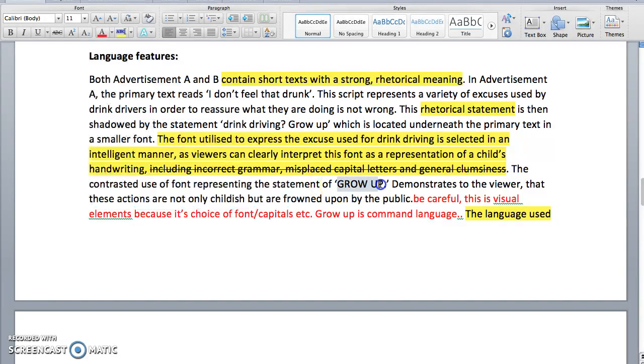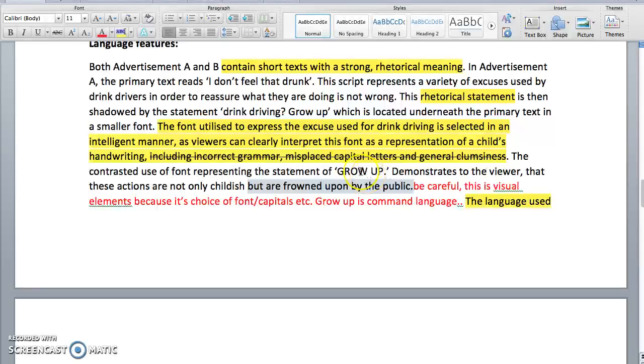Again, this is the command language of adults, indicating the peer pressure, the social unacceptability of indulging in this behavior. Again, both advertisements are creating this idea that it is socially unacceptable to take this kind of risk. Yes, you said frowned upon by the public, so it's socially unacceptable. And that should really be in visual elements because it's choice of font and capitals.